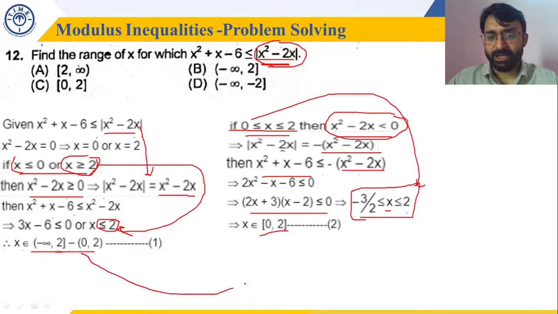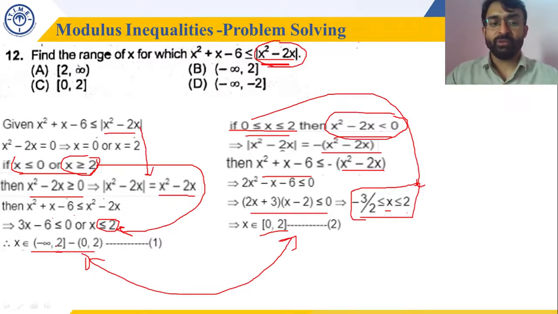Now we have to take union of both the solutions. Any one of the two ranges will satisfy the inequality. So both the ranges are equally correct. So we have to take union. We cannot take common, we have to take union. This is also true, this is also true. If you take any value from this range, this will satisfy this inequation. If you take any value from this range, this will again satisfy this inequation. So we have to take union.